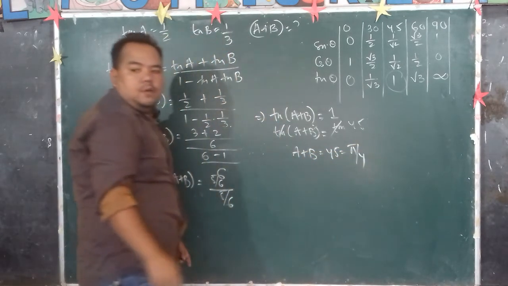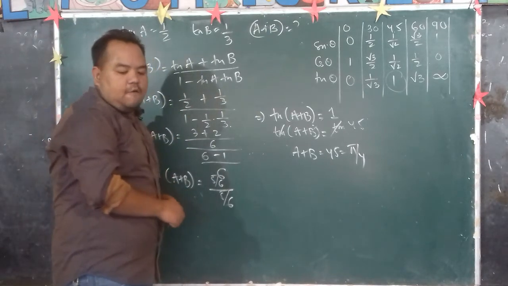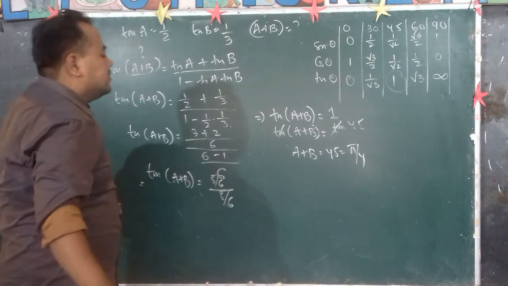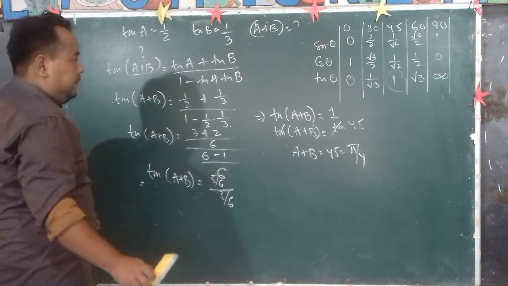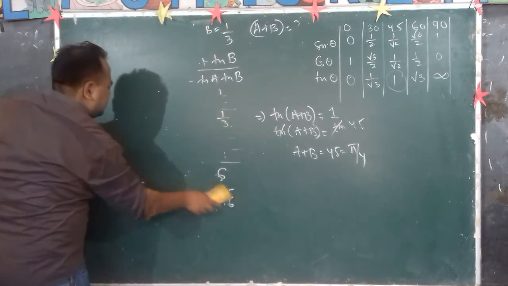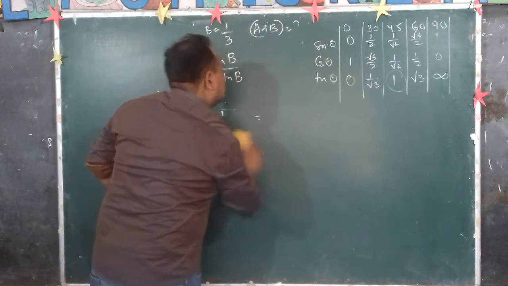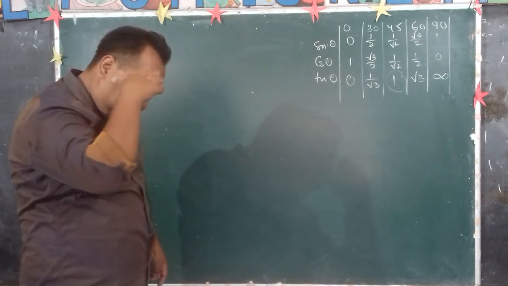Why pi by 4? Because the value of pi is 180 degrees, and 180 degrees divided by 4 is 45. Is that clear? This is in terms of radian. So A plus B equal to 45. I hope this is okay. So this one was question number 14, subdivision 1.